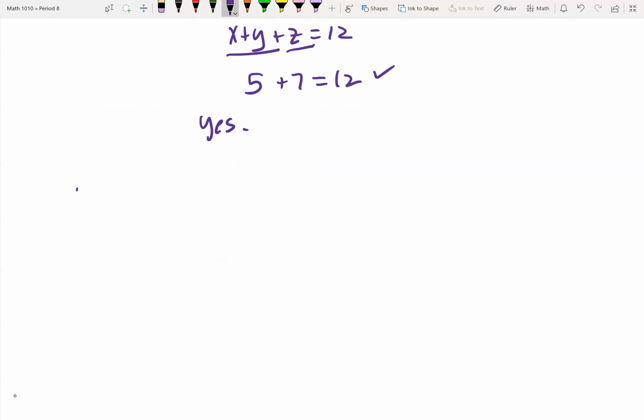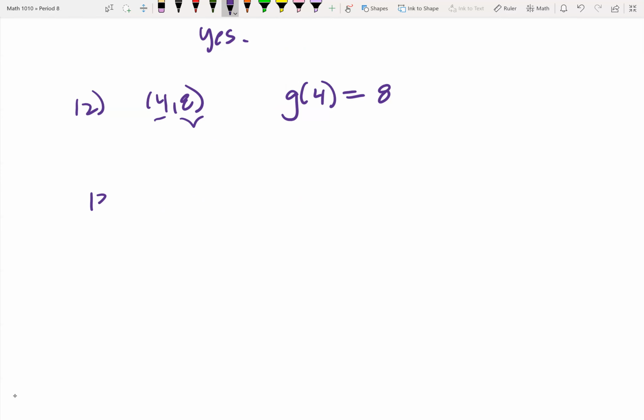Okay, question number 12. So you've got 4, 8. So you go g of x, which is 4, is equal to y, which is 8. That's it. Number 13. So you've got the ordered pairs 5, 82 and 7, 79.